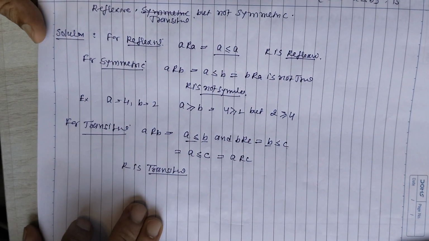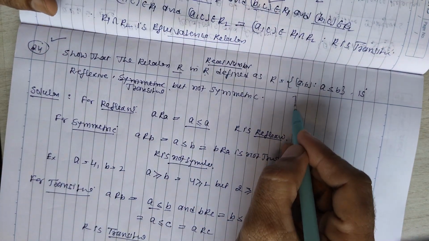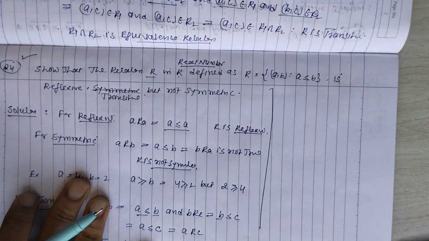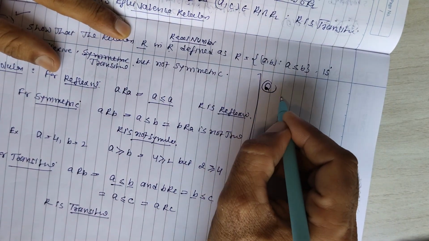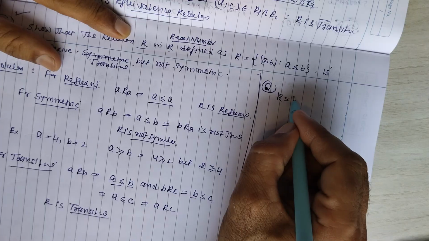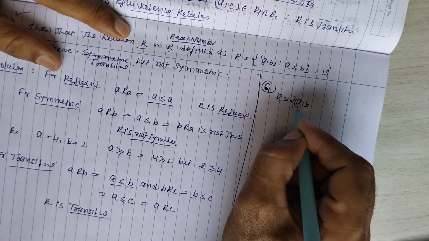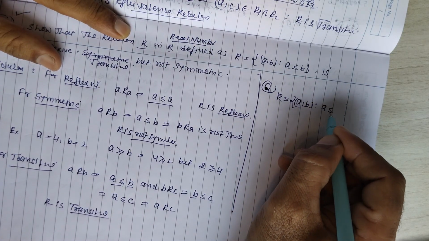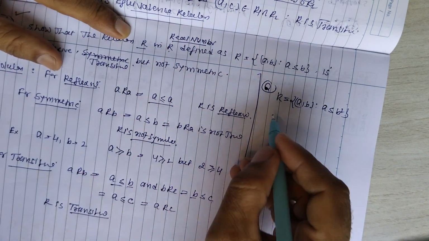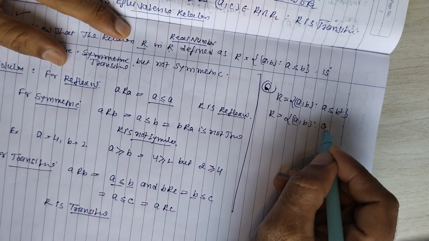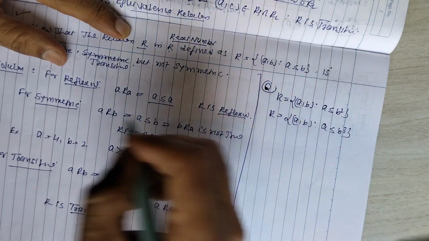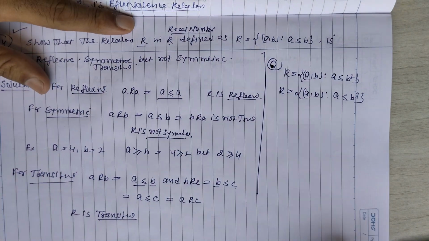Clear? There are 3 questions which move according to this. The second question, one more question, same language, only this change. All 3 from NCERT. A is smaller than or equal to B square. Third question, (A,B) such that A is smaller than or equal to B cube. Check if they are reflexive, symmetric and transitive.